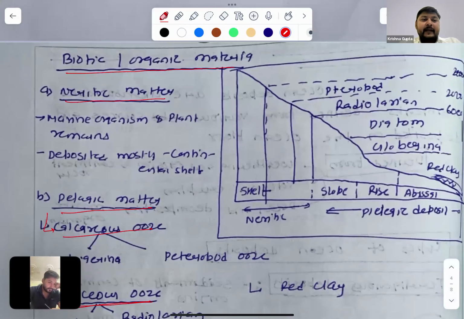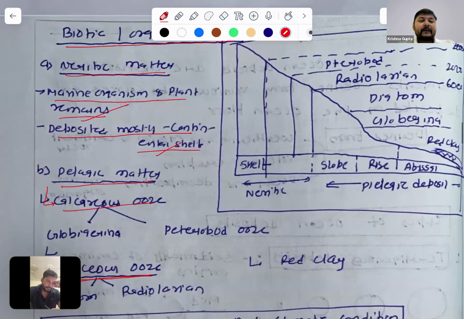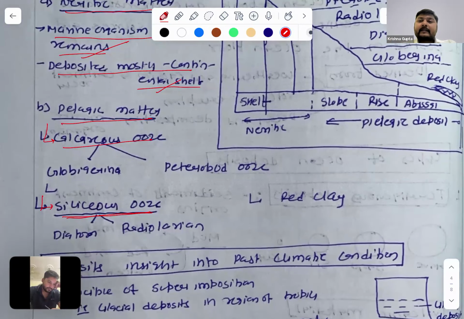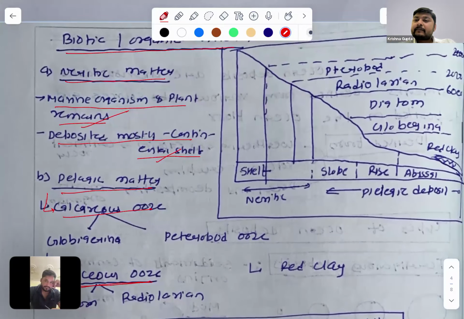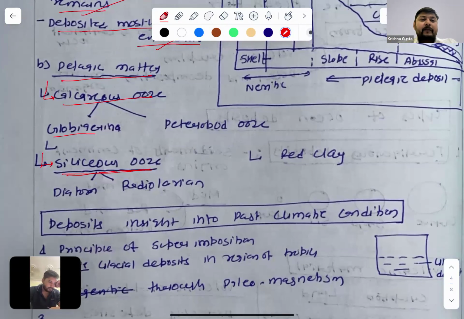Okay, so neritic matter: marine organisms, plants and remains deposited mostly on the continental shelf. Okay, very good. So neritic is something which is present over the, we can say, photic and aphotic zone of the oceanic part. Okay, and then globigerina, pteropods, diatoms and radiolarians. Okay, that is a part of red clay.